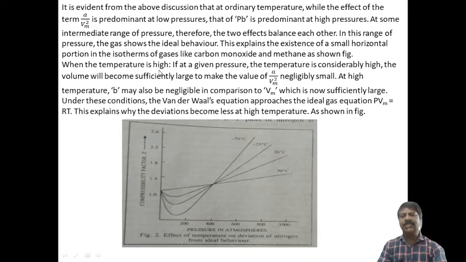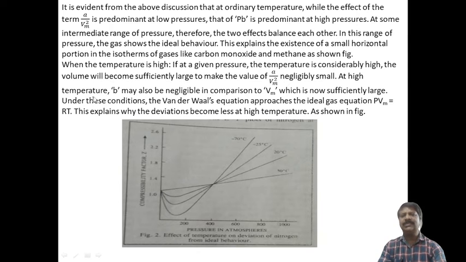When the temperature is high, what happens here? Now we have explained the effect in terms of pressure. Now we come to the effect of temperature. If at a given pressure the temperature is considerably high, the volume will become sufficiently large that the value of A divided by Vm is negligibly small. We know that as the temperature increases, the volume of the gas increases, because the volume is directly proportional to the temperature.